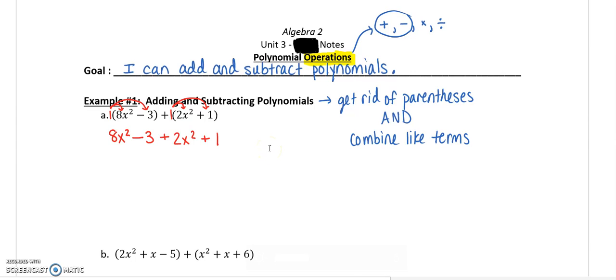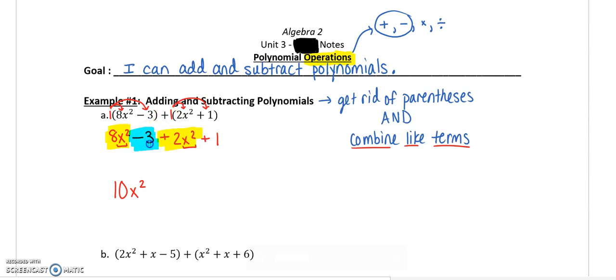Okay, now that I've gotten rid of the parentheses, we're just combining like terms. So I'm going to find my like terms, so that would be anything with an x squared. And I'm going to add them together. So remember, to do that, we add the coefficients. 8 plus 2 is 10. And you keep the like term part, the x squared part, the same. So you don't change the exponent.